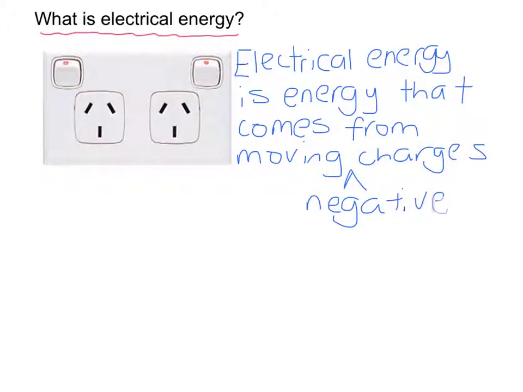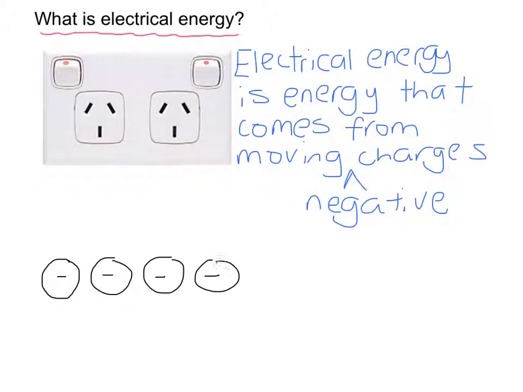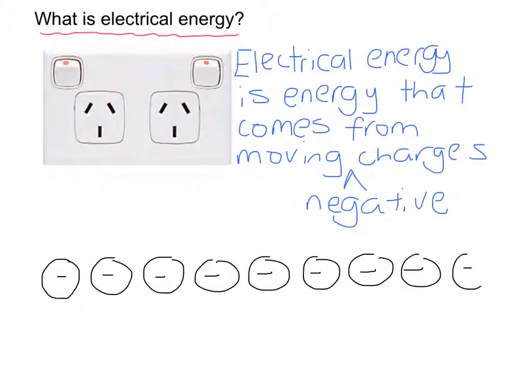So basically, you've learned about this in material science, that everything is made up of particles. Some particles are just normal, they have no charge. Some particles are negative and some particles are positive. So I'm going to just represent negative charges with a circle with a minus symbol in between. So basically, electricity is energy that comes from negative charges moving from one place to another. If you can imagine all of these charges moving from here to here, all these negative charges will create electrical energy.